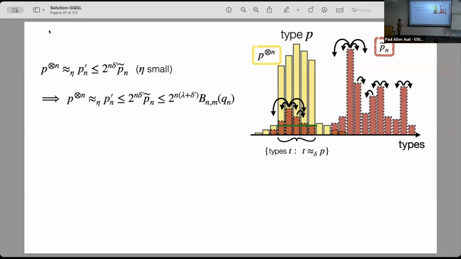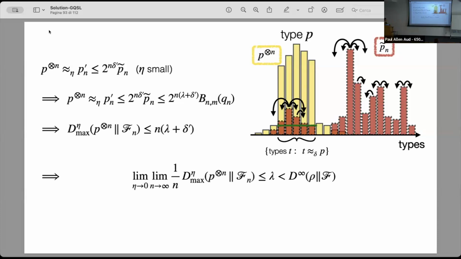And so now you can concatenate this with the inequality we had before on P tilde n, and you get this. So you get that P prime n is upper bounded by a free probability distribution with this exponential coefficient, which is basically n lambda. If you go back to the smoothed max relative entropy, this is exactly what this means. And now you can take the limit. You can divide by n, take the limit, and you get precisely this. For sufficiently large n, this works for every eta, because eta was just the weight of the tail.